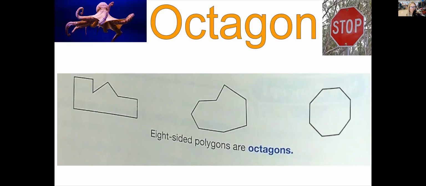The next one is the octagon. An octagon, like an octopus, has 8 sides. A stop sign is an octagon. It's an 8-sided polygon; they are called octagons.